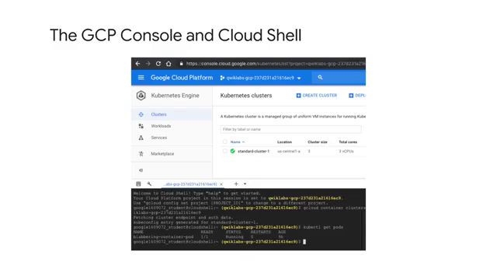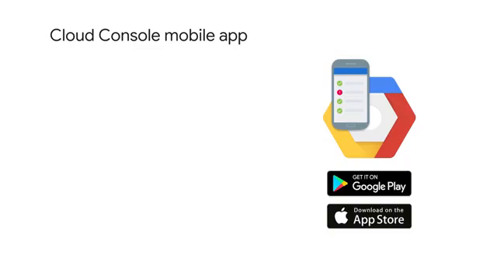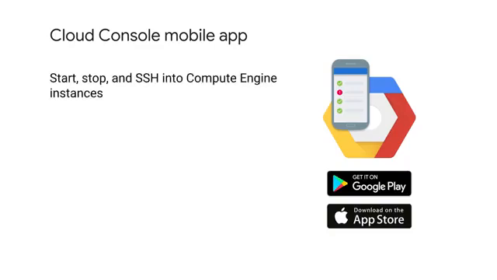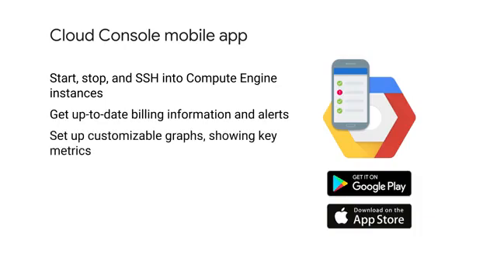Finally, there's the Cloud Console mobile app, available for iOS and Android. It offers many capabilities, like managing virtual machines and viewing their logs, getting up-to-date billing information for your projects, getting billing alerts for projects that are going over budget, and setting up customizable graphs, showing key metrics such as CPU usage, network usage, requests per second, and any server errors. We'll not use it in this course, but it's a resource you might find convenient, and of course, it's at no additional charge.